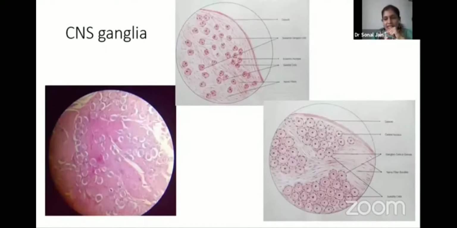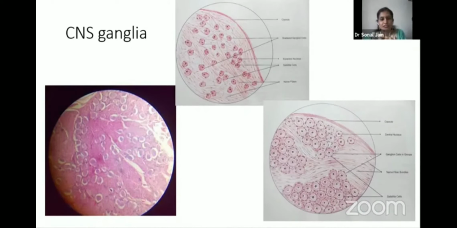Moving towards the peripheral nervous system, we are focusing on the ganglia. First, we know what we mean by ganglia. This is an aggregation of the cell bodies of neurons. Important, underline, it is outside the central nervous system. That word outside is very, very important.